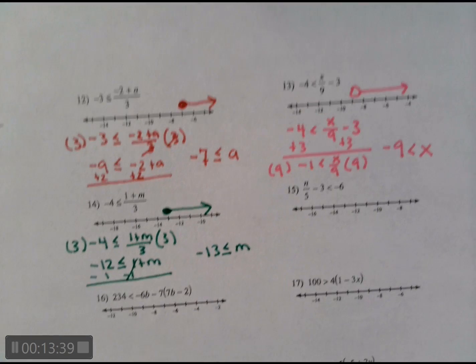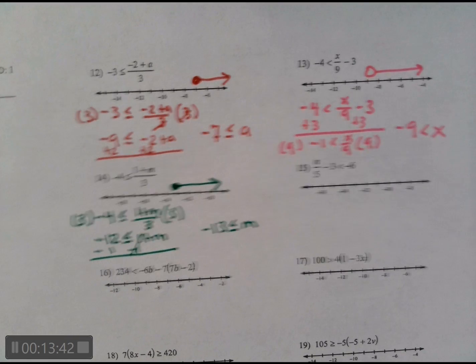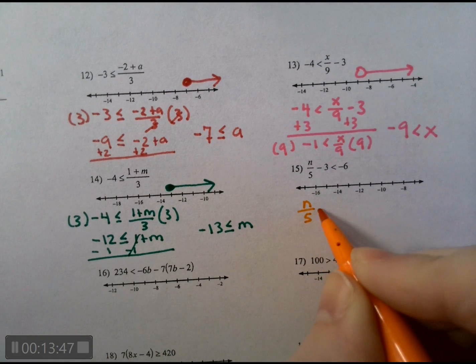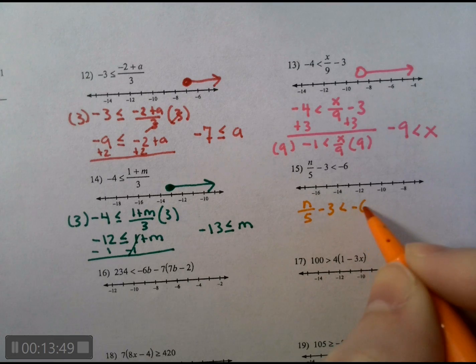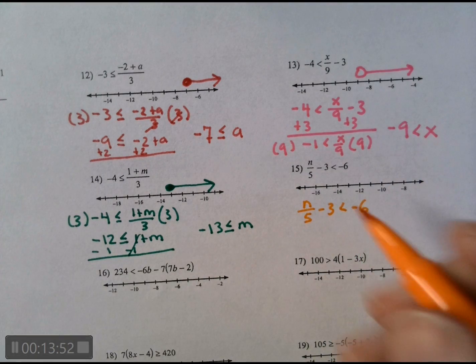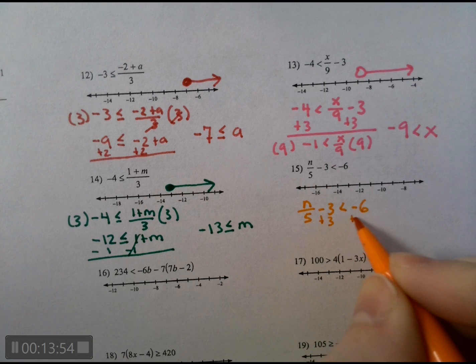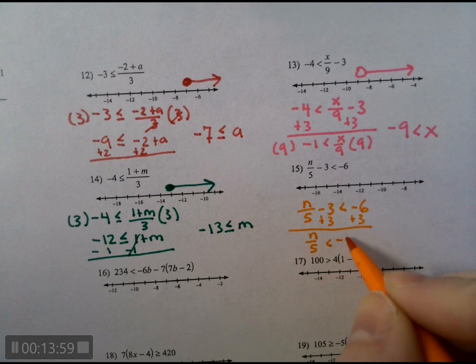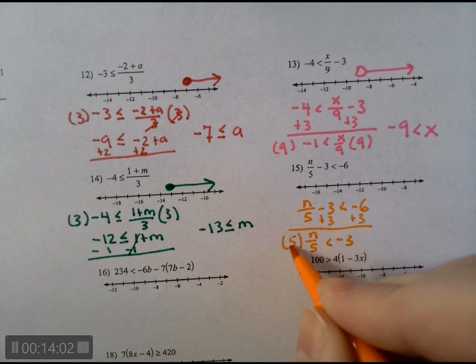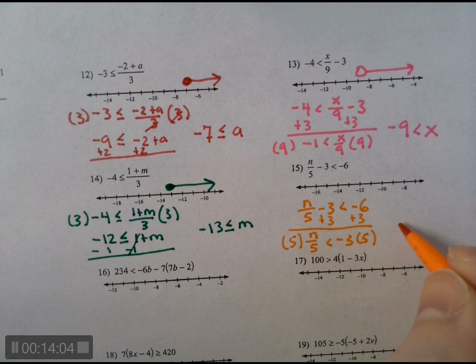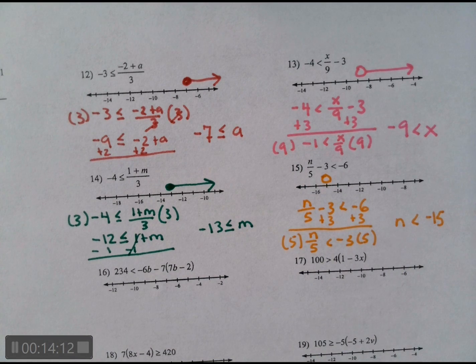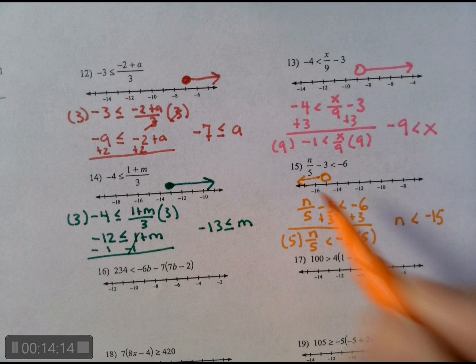Alright, 15. We have a fraction, but we have something added to the fraction, so we have to take care of that first. So n over 5 minus 3 is less than negative 6. So we're going to add 3 to both sides to get n over 5 is less than negative 3. Then we're going to multiply by 5 on both sides so that n is less than negative 15. Open circle on negative 15, and then our arrow goes to the left.